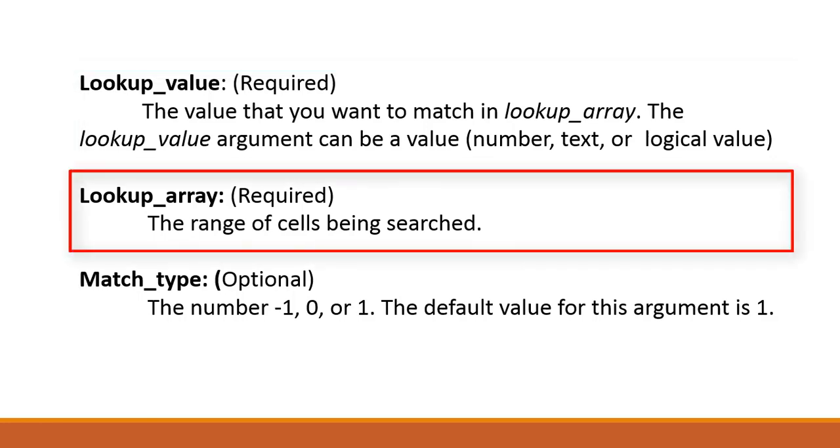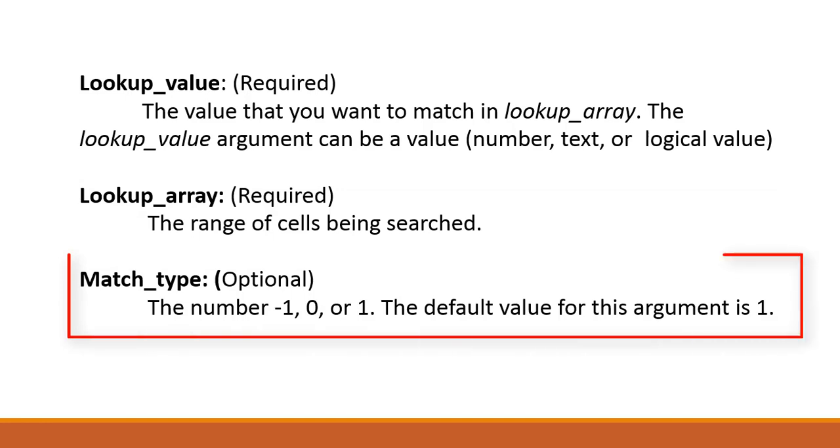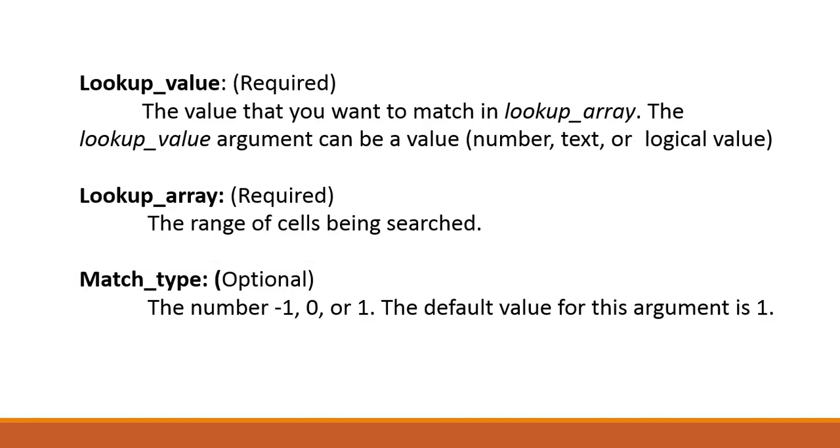Next, lookup array. It is also a required argument. Lookup array is the range of cells being searched. And the third one is match type. It's optional, not compulsory. In the match type, we have three numbers: -1, 0 or 1. By default, if you don't pass any match type, it takes 1. Generally, we'll use 0 as the match type.